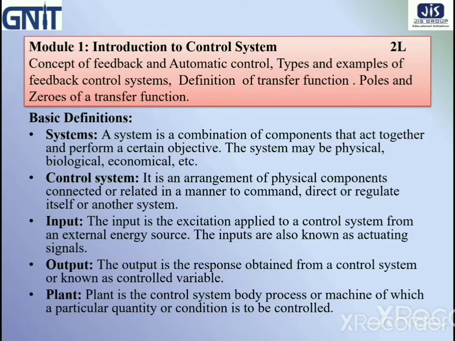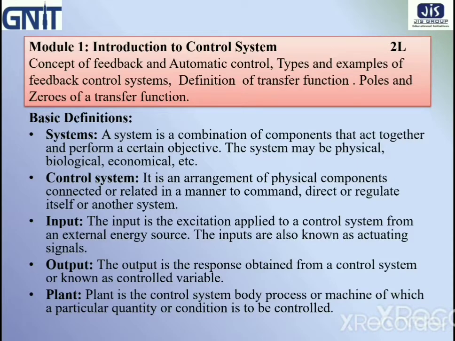So, here is the introduction to control system, that is the first module, where the concept of feedback and automatic control is there, and the types and examples of the feedback control system will be there, and transfer function and poles and zeros will be there. So before starting, here are some definitions which you have to know for better understanding of the control system.